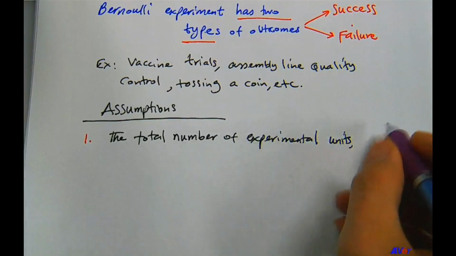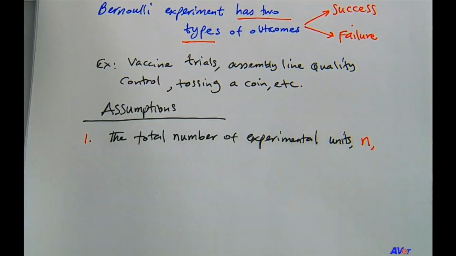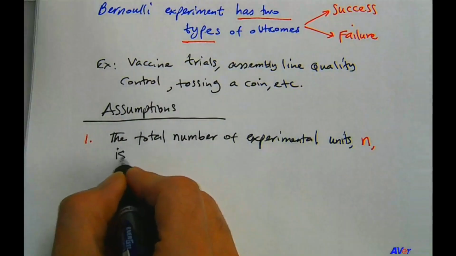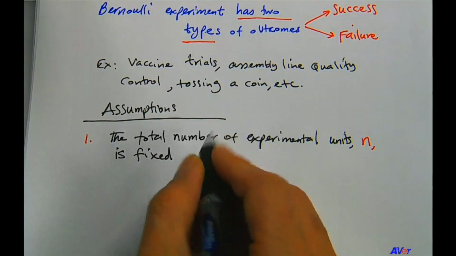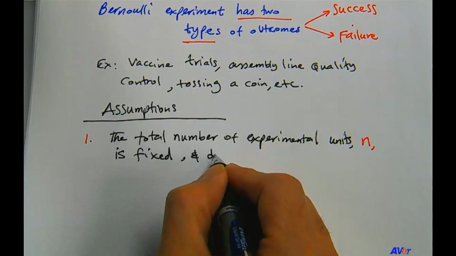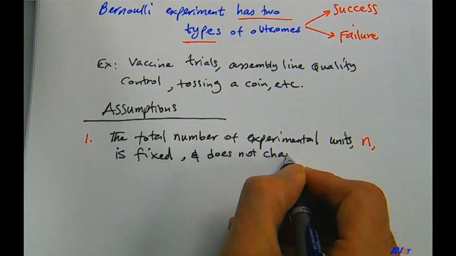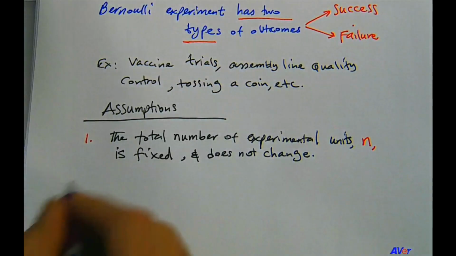So the total number of experimental units, in the formula that's considered lowercase n, is fixed and does not change. If you change that, then you have violated that assumption of the binomial probability model.